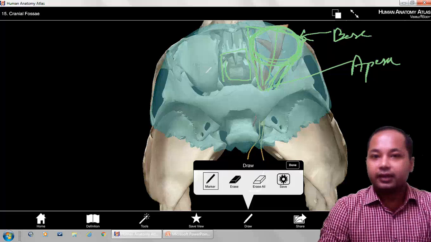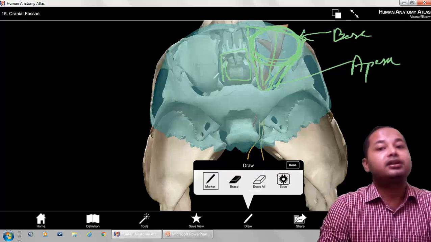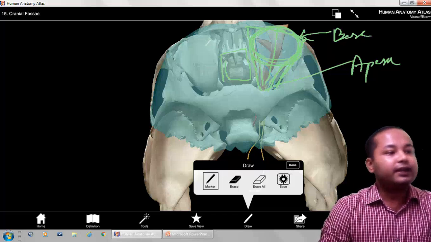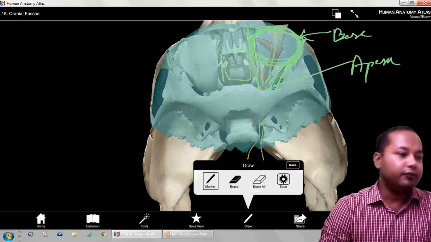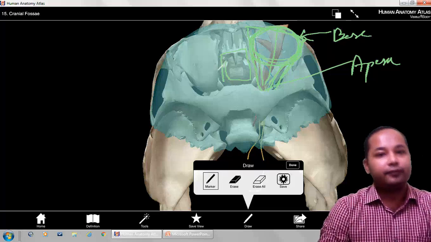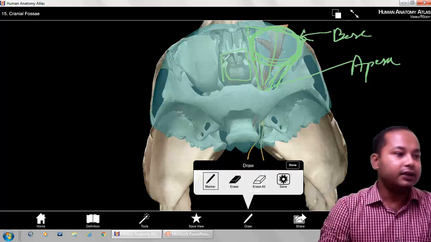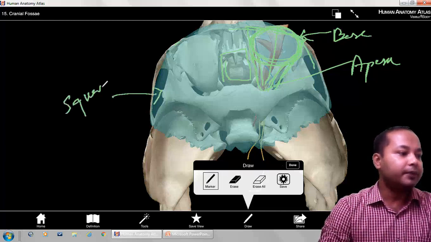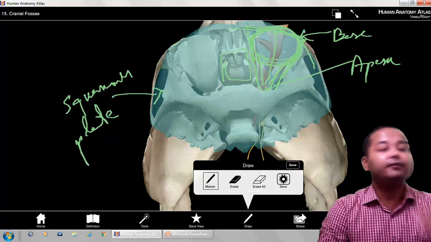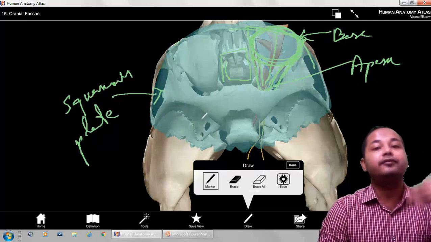So we are going to study about the roof of the orbit and the bones which make up the roof of the orbit. So from above we can clearly make out that without making the frontal bone go faded, you cannot see the orbit from above. So of course the frontal bone is there, but there is another bone. This entire bone is the frontal bone because there is a shelf, the squamous plate. Squamous plate, that means the flat part of the frontal bone. It is actually hiding the view from the superior view, that is the view from above.